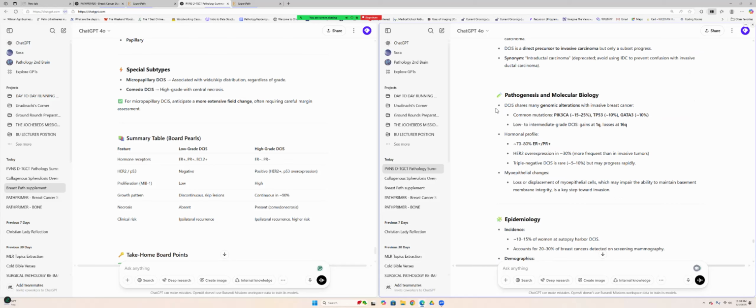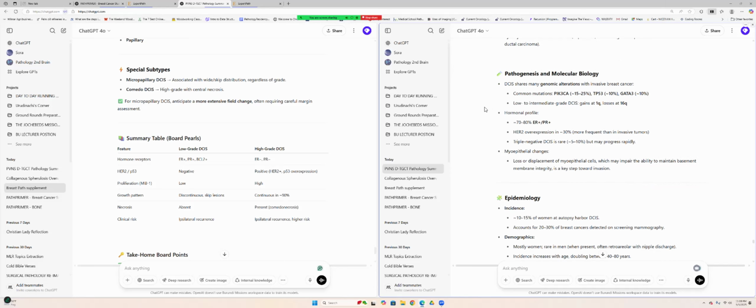DCIS shows many genetic alterations shared with invasive breast cancer. Common mutations are PIK3CA, TP53, GATA3. Low to intermediate grade DCIS gains 1q, loses 16q. Hormonal profile: 70 to 80% are ER/PR positive. HER2 overexpression occurs in 30%, more than in invasive cancers. Triple negative DCIS is rare, only 5 to 10%, but may progress rapidly.